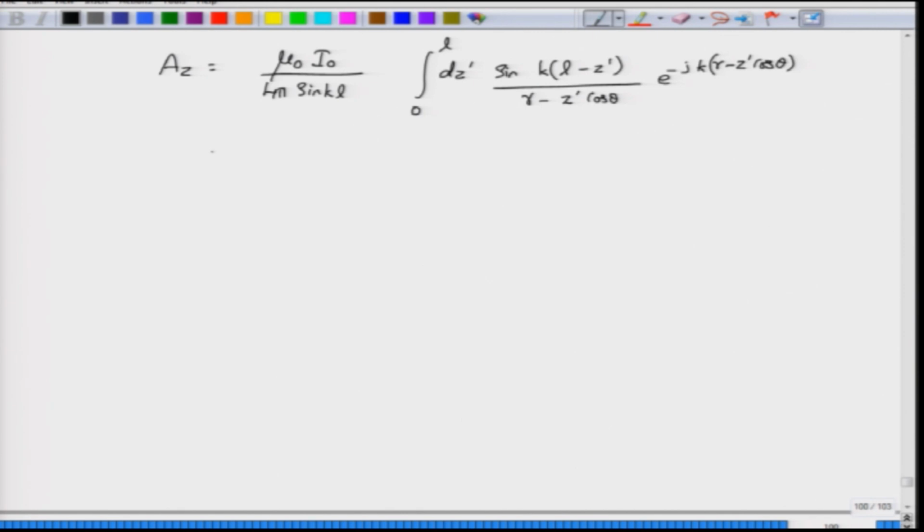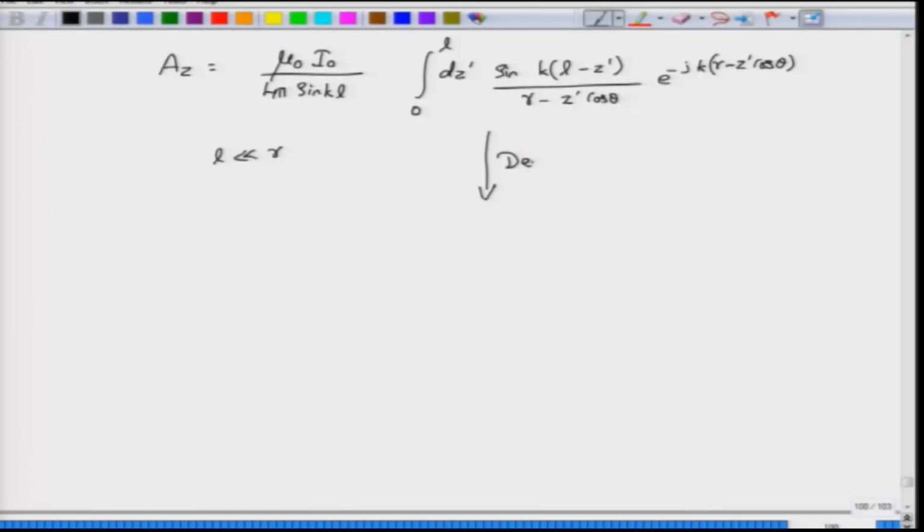Luckily for us, if the overall length L is very small compared to the radial distance from the observation point, then this z prime cos theta, whose maximum value is L, is very small compared to r. So, in the denominator, it does not really matter if I take this as r minus z prime cos theta, or I will just take it as small r. Okay. So, one of the approximations that I make is the approximation in the denominator. Therefore, I will rewrite the same equation here. I can neglect this z prime cos theta, because that is very small compared to r.